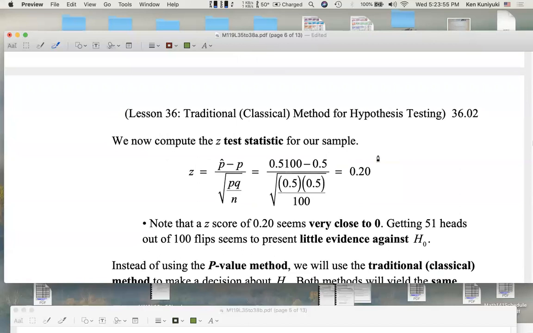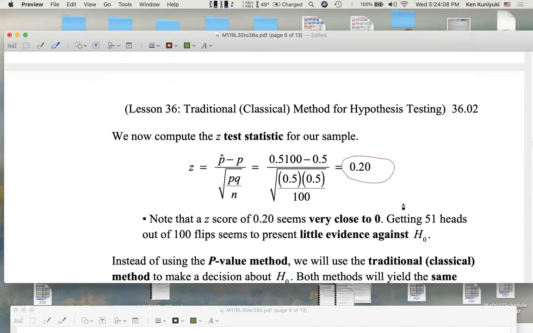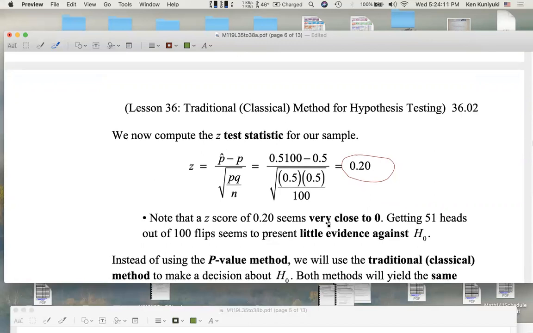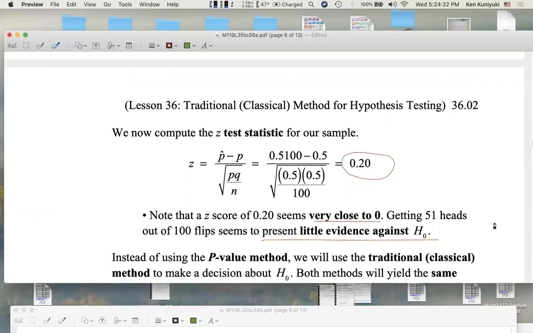And in fact, you might remember this result. If you work out the z-test statistic, right, it's a test for P, a probability, the z-test statistic is 0.20. 51 heads out of 100, we get a z-test statistic, a z-score of 0.20, which is very close to 0, okay? If we had gotten exactly 50 heads out of 100 flips, then we would have gotten z equals 0. Well, 51 heads is very close. This z-score is very close to 0. So basically, we know right now very little evidence against the null. Very little evidence. We're probably not going to call David a liar.